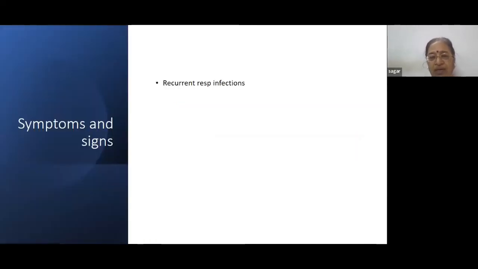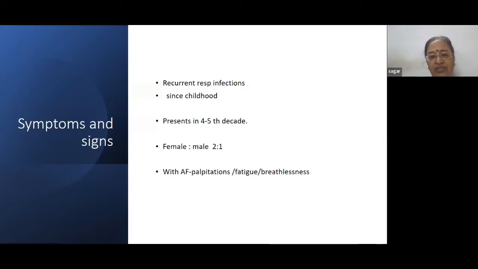Like we said, recurrent respiratory infections which can come from childhood, adulthood, etc., since childhood. But mostly presentation of the ASD is in the fourth and fifth decade, when other complications of ASD start setting in, and the female to male ratio is 2:1. So you'll find more women having ASD than men.